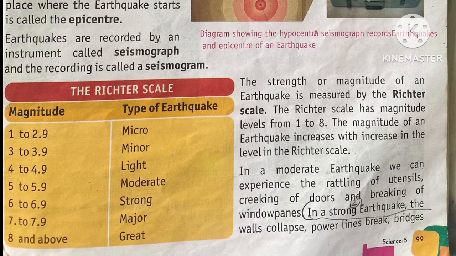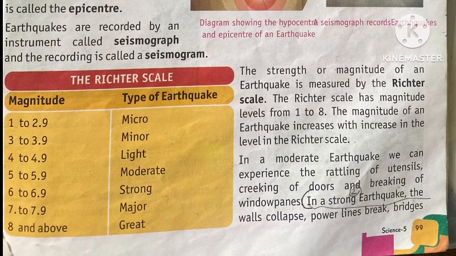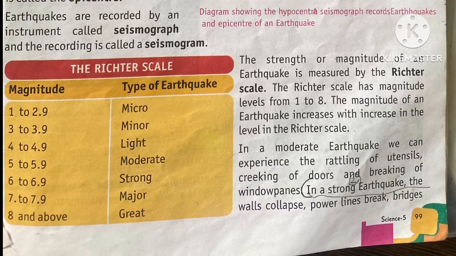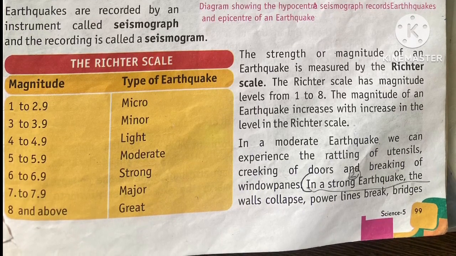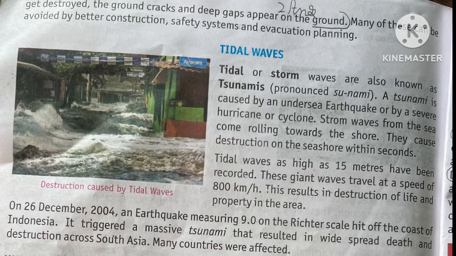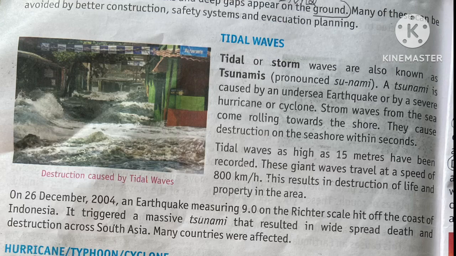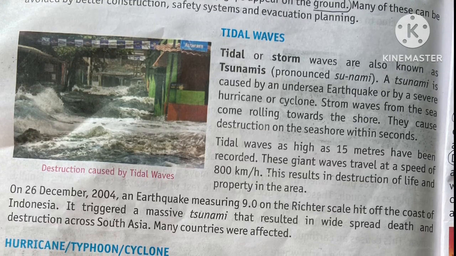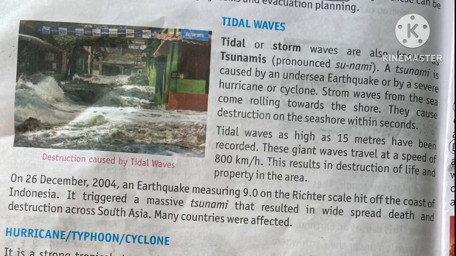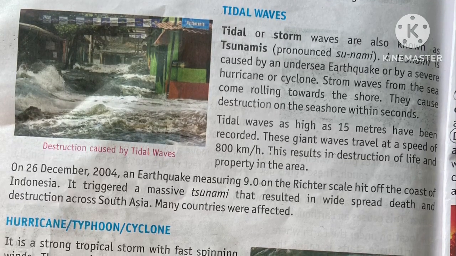In a moderate earthquake, we can experience the rattling of utensils, cracking of doors, and breaking of window panes. In a strong earthquake, the walls collapse, power lines break, and bridges get destroyed, the ground cracks and deep gaps appear on the ground. Many of these can be avoided by better construction, safety systems, and evacuation planning.